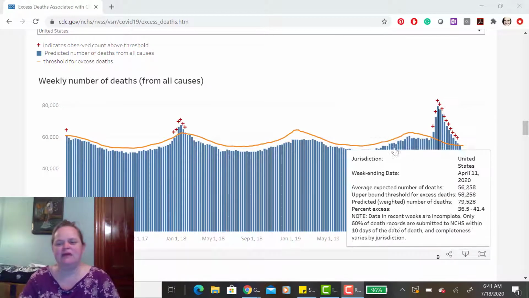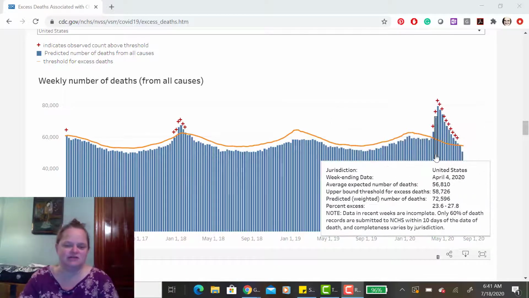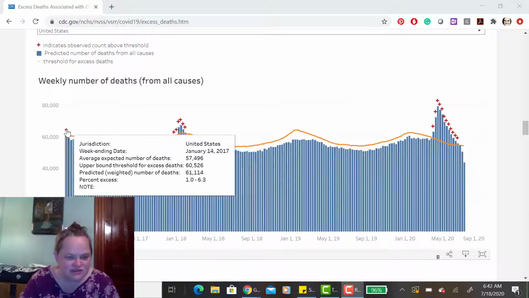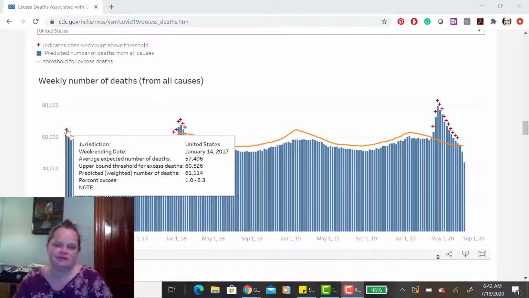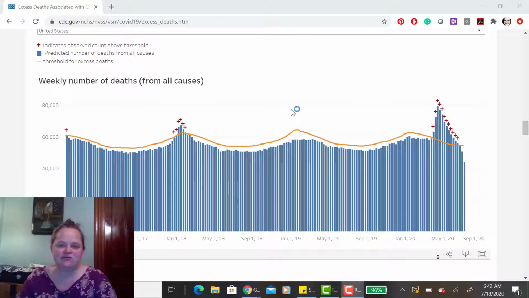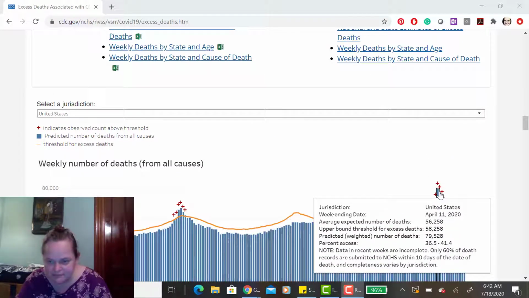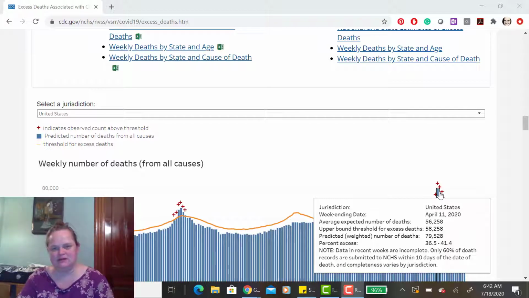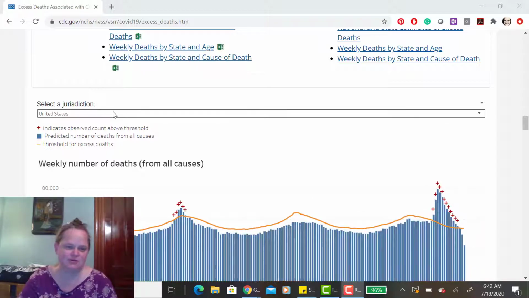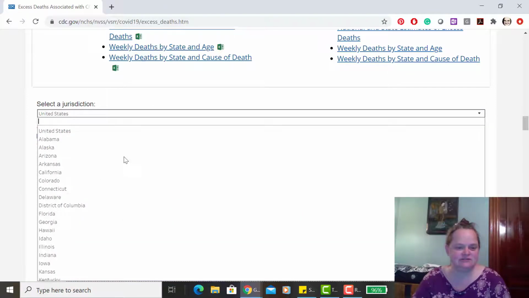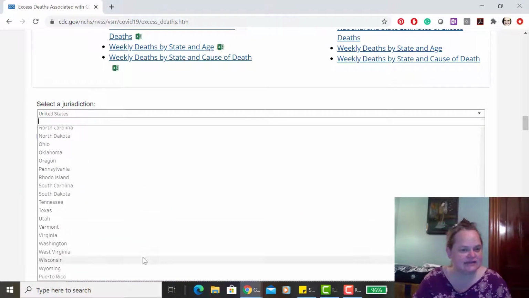Okay, so you should be able to see that it goes above the yellow line, sure, but sometimes it just nudges a little bit above. They're saying if you're in the top 5th percentile from what we predict from regular mortality, there you go. So we're seeing COVID there. And the peak, let me see if I can grab it: the week ending April 11th, 2020. So remember that. You can select the jurisdiction, and it's the states.